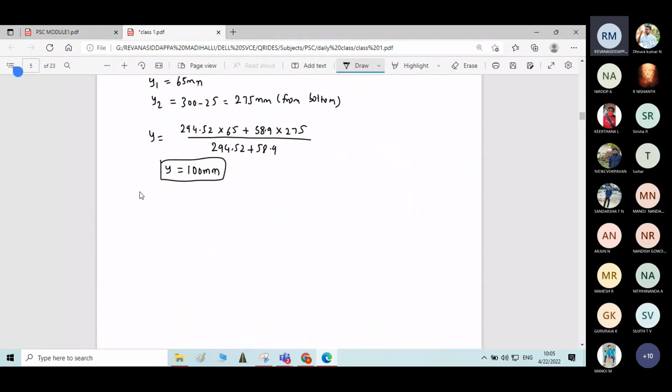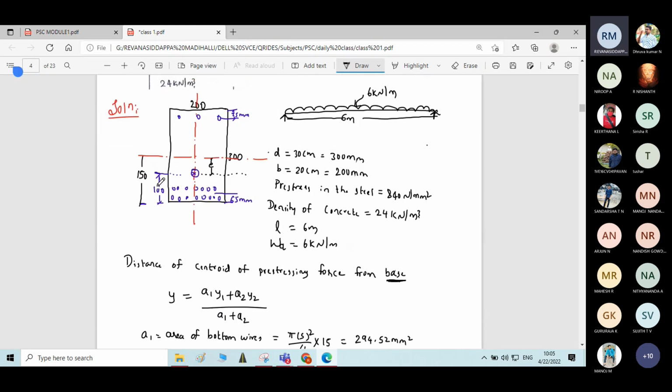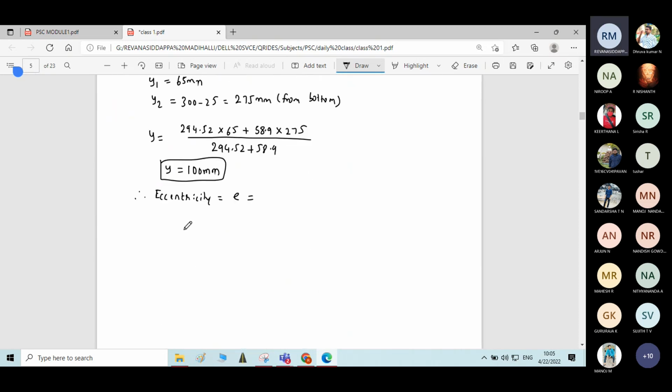Therefore, the eccentricity is equal to, from the figure, 150 minus 100. You will get 50 mm as the eccentricity. So the eccentricity is 50 mm.